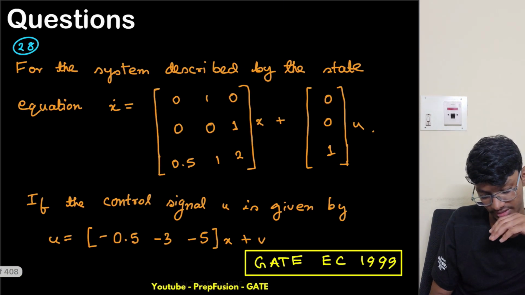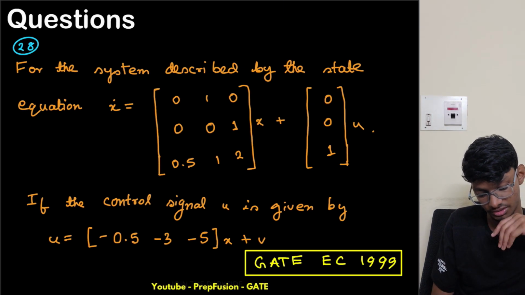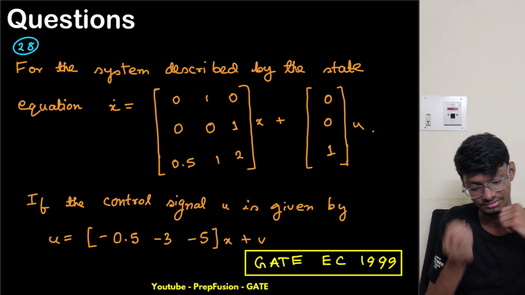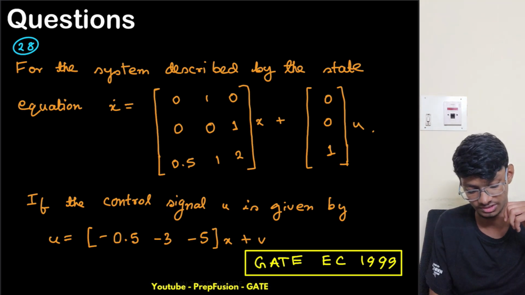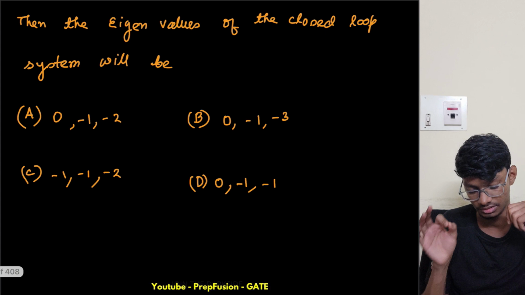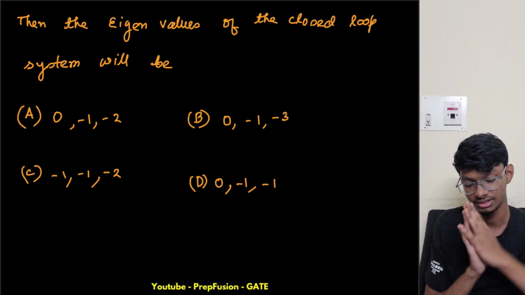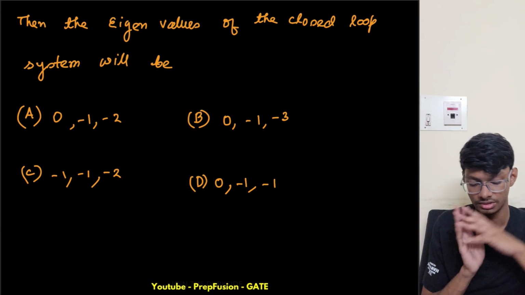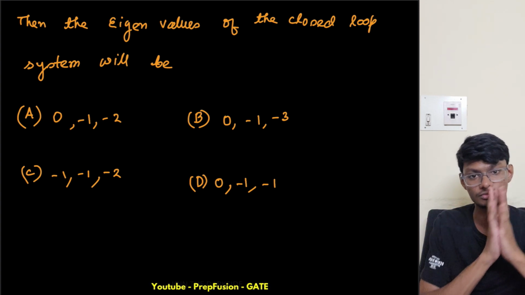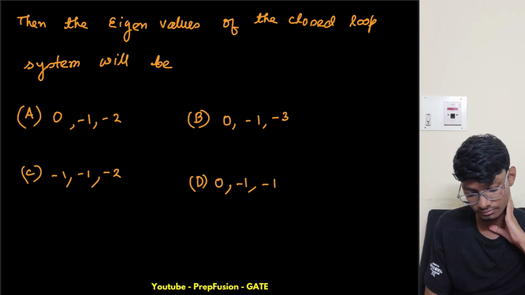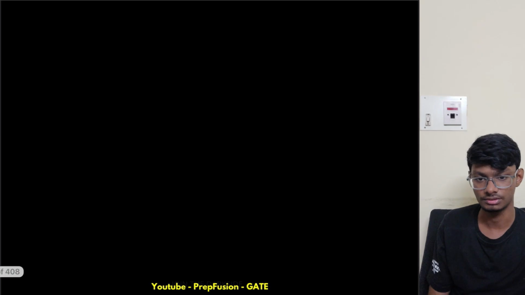The state matrix equation is given, and the control signal is also given. What is this control signal, what is this u, then what is this v? Then the question is asking us to find the eigenvalues of the closed loop system. What will be the eigenvalues of the closed loop system? So this is another question.